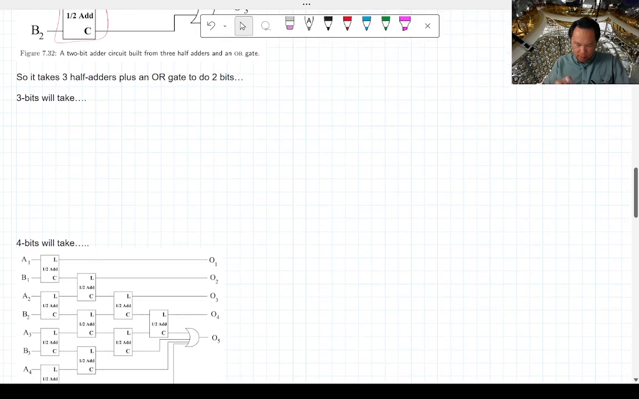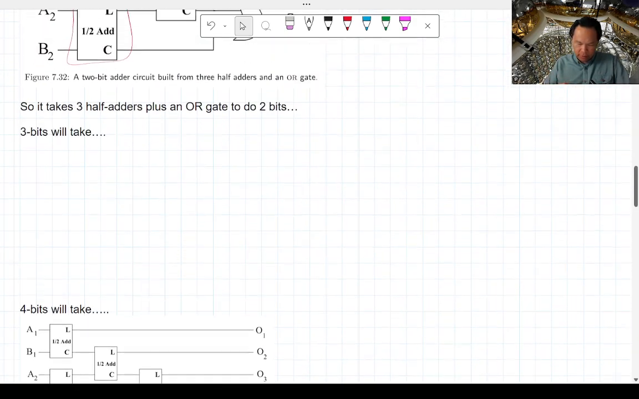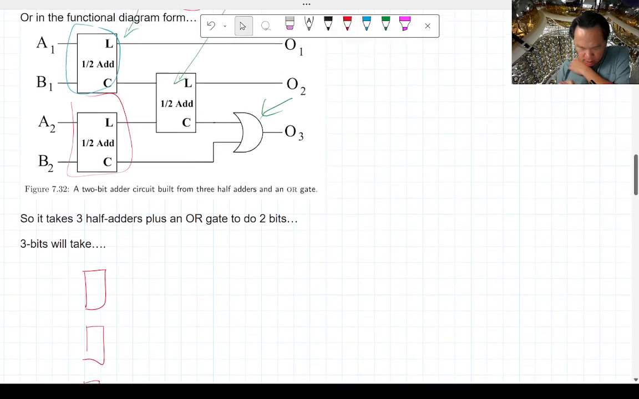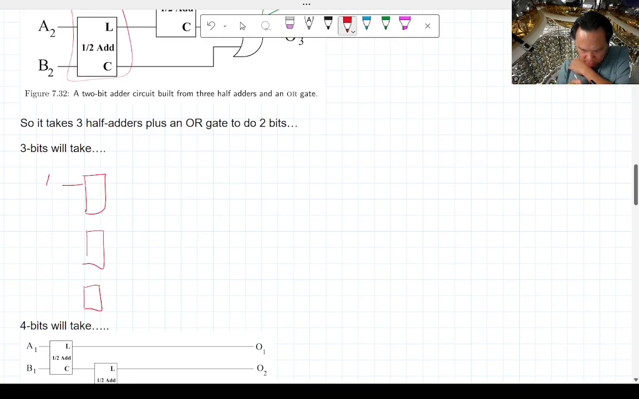I'm just going to draw the 3-bit version of it, but I'm going to draw the functional diagram version of it as opposed to the gate version, the actual schematic. So the way you do 3 bits is you'd have 3 layers of these things. So you have A0, B0, A1, B1. Remember, inside each of these functional blocks are 2 gates, an XOR gate and an AND gate.